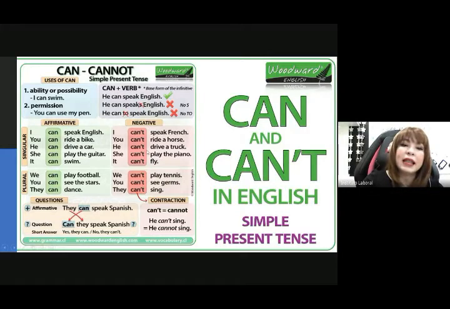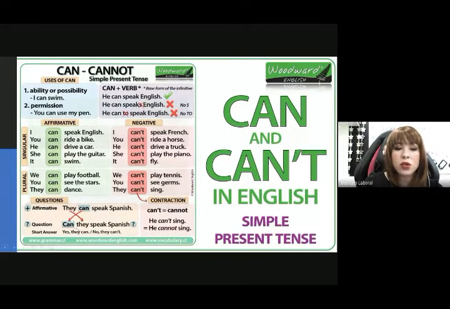Remember, in the negative, you can use the contraction form. Can't is the contraction form of cannot. In the questions, we move the position of the auxiliary can to the beginning of the sentence. So let's check the example. Here we have, they can speak Spanish. If we want to make this sentence into a question, we just move the position of can to the beginning, and the rest of the sentence keeps the same. Can they speak Spanish? Remember, in questions, we need to put the question mark at the end of the statement.